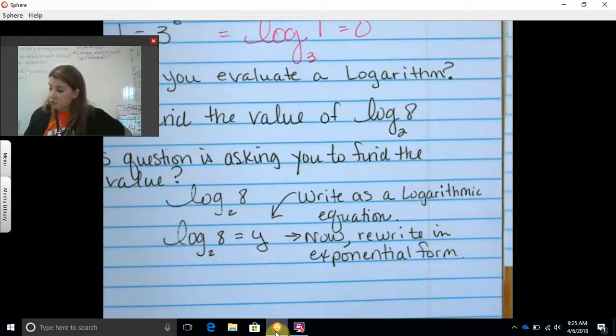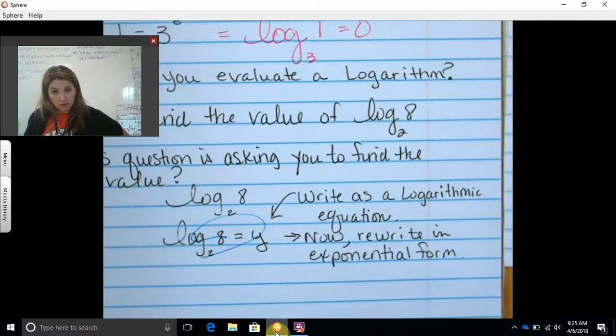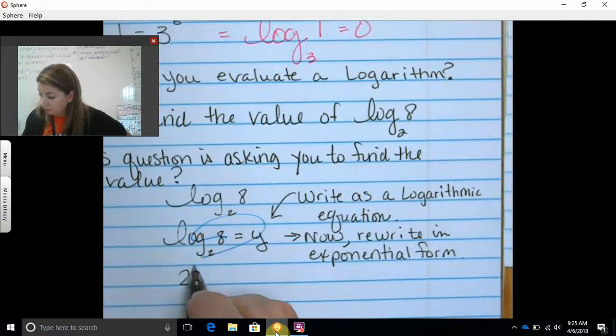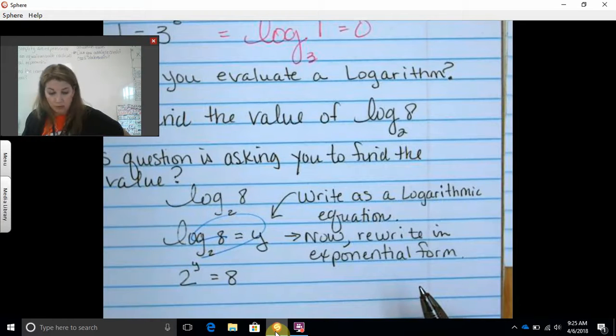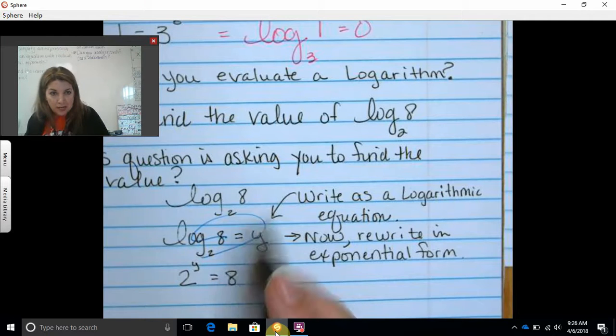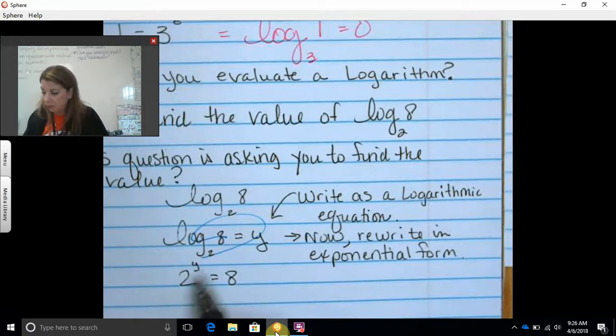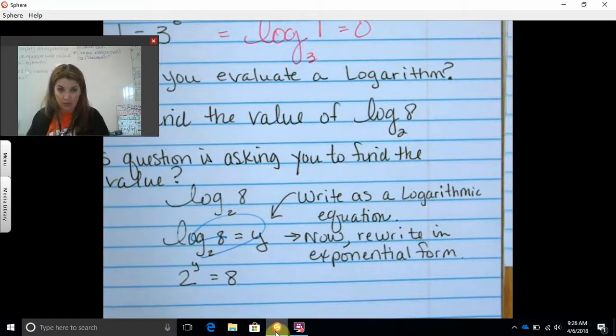All right, so in exponential form, two raised to the y equals 8. But in exponential form, the y would be over here, right? So really, this is still a logarithm. It's just we're writing it as an exponent. We really don't care. We're just trying to figure out what that variable is. All right, we already know it's going to be 3.